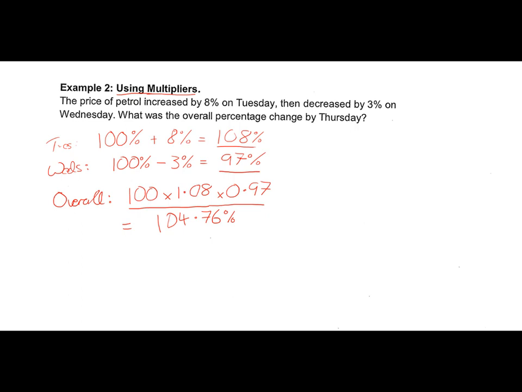So we started at 100%. When we finished, it was 104.76%. What's the change? What's happened there? So the overall effect is that it's increased, it's gone up by 4.76%. And that is how you use multipliers to calculate repeated percentage change.